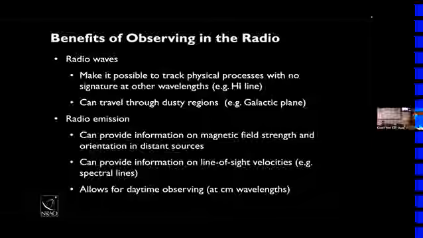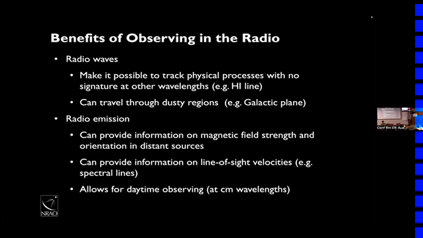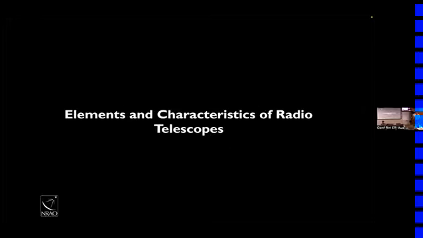Okay, and radio emission can give us a lot of information on the magnetic field strength and line of sight velocities. And also, I pointed out at the very beginning, you can't use an optical telescope during the daytime. The sun is too bright, it dominates. Radio telescopes, especially at lower frequencies, can operate day and night. So the Very Large Array operates throughout the day. Okay, so here we're going to get into some characteristics of radio telescopes.